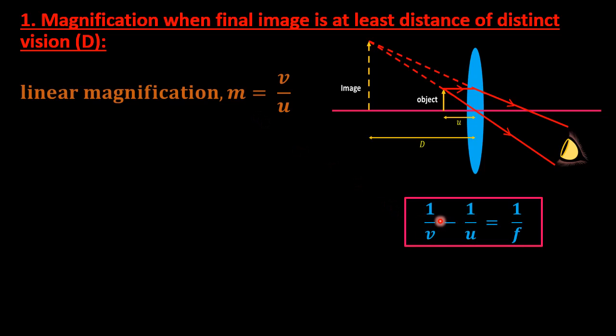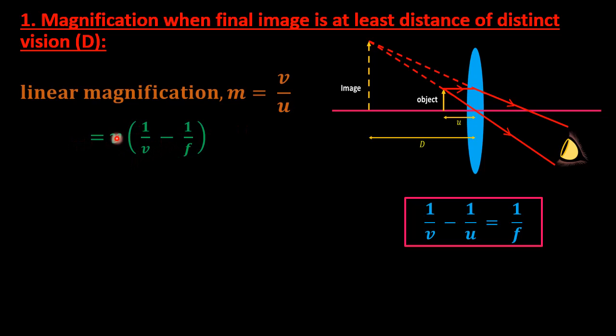Lens formula is 1 by v minus 1 by u equals 1 by f. So from here we take this 1 by u to the right hand side and we get the expression for 1 by u, so that we replace it here. After replacing we get v within bracket 1 by v minus 1 by f.